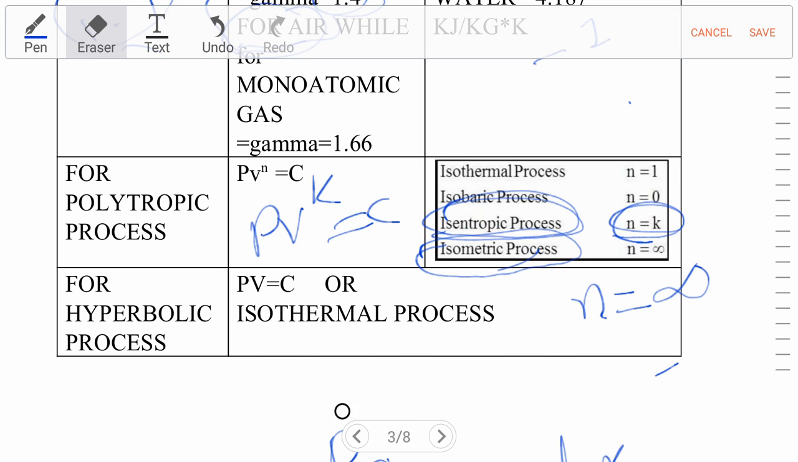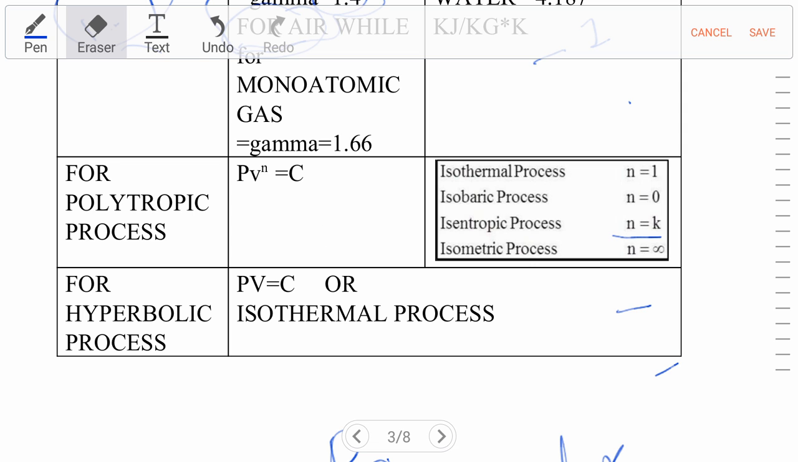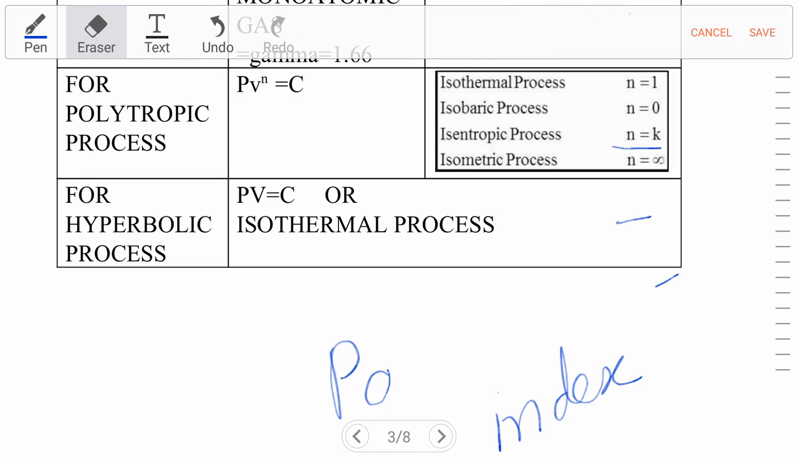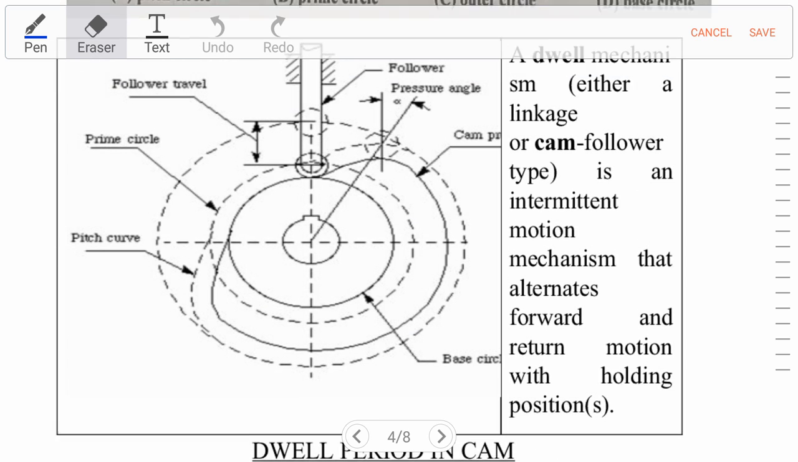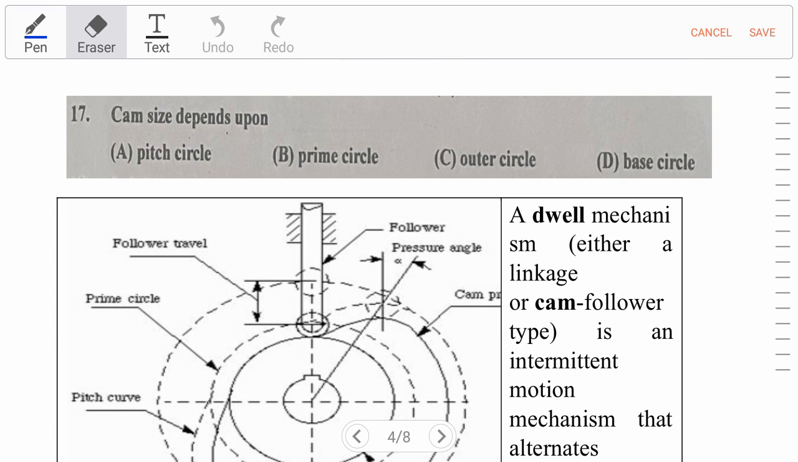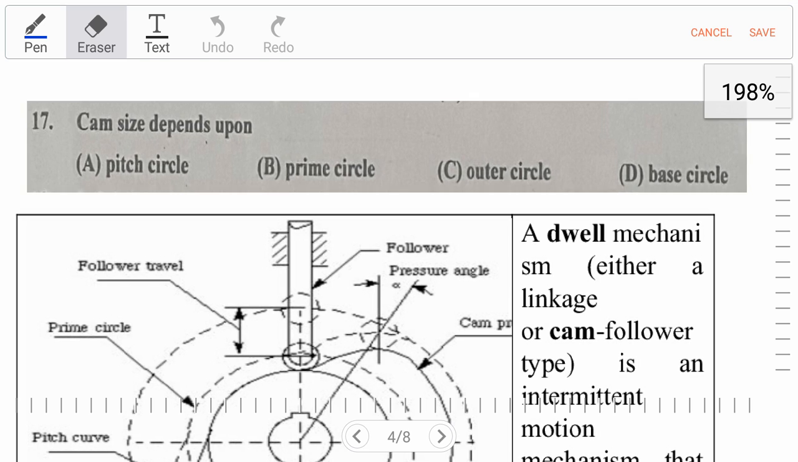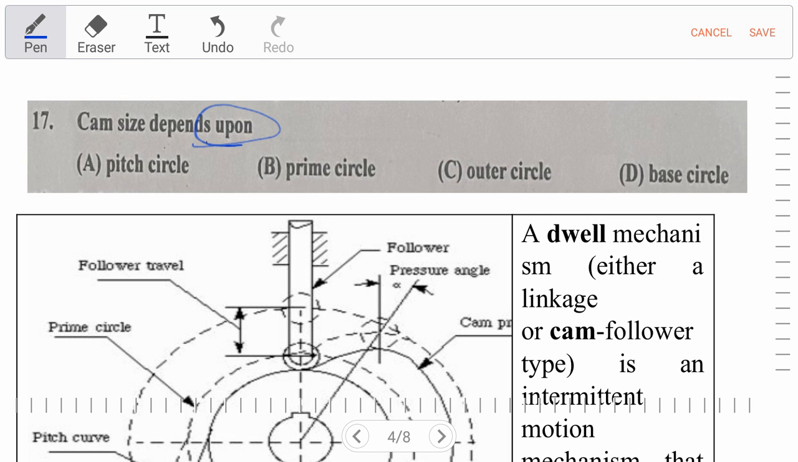So remember all these values. Now let's move to the next details. Next question. Our next question is: cam size depends upon, our options are pitch circle, prime circle, outer circle and base circle. Our right answer is base circle. Now we should know what is the base circle.